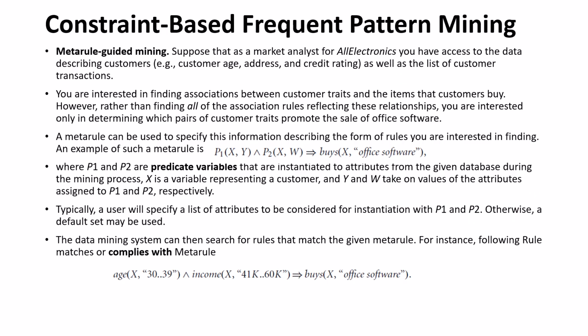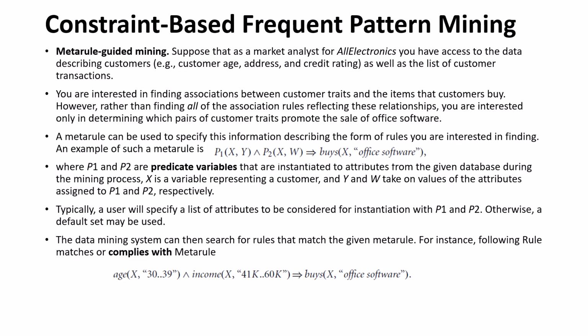Meta rule guided mining. Suppose that as market analysts for an electronic shop, we have access to the data describing customers as well as the list of customer transactions. We are interested in finding associations between customer traits and the items that customers buy. However, rather than finding all of the association rules reflecting these relationships, we are interested only in determining which parts of customer traits promote the sale of office software. A meta rule can be used to specify this information, describing the form of rules we are interested in finding.